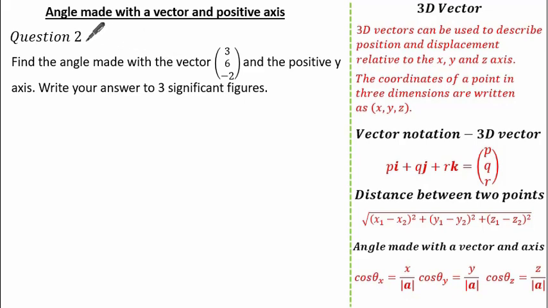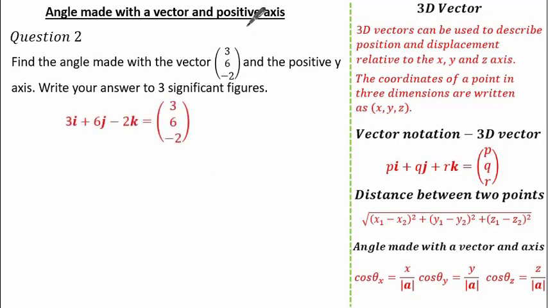Here the question wants us to find the angle made between the vector 3, 6 and minus 2 and the positive y-axis, and we're asked to write our answer to 3 significant figures. See if you can give it a go and press pause if you need. Well done. So let's see how you got on.